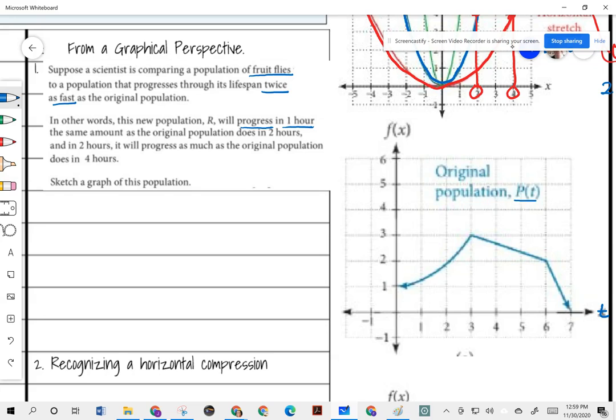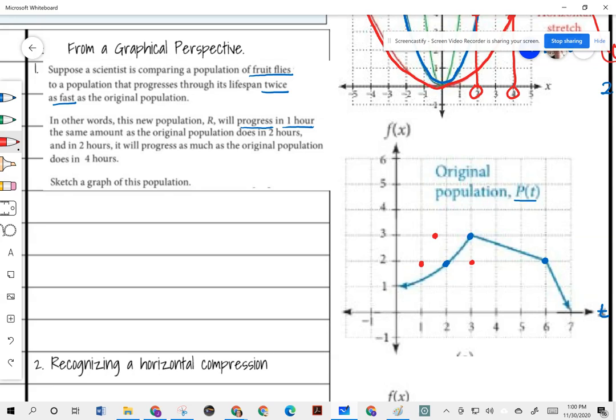So if this is the original, 2 hours, right? The new one, let's make it red, is going to produce that same amount in 1 hour, okay? And again, this original, which is 3, is going to produce that same amount in half the time. And let's try this one, 6. The original is 6 hours. Well, now my new one is going to be in half the time. So that's in 3. All right?